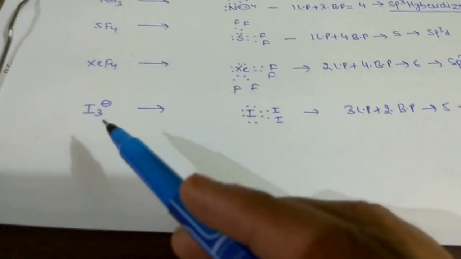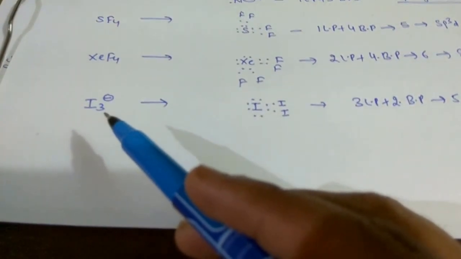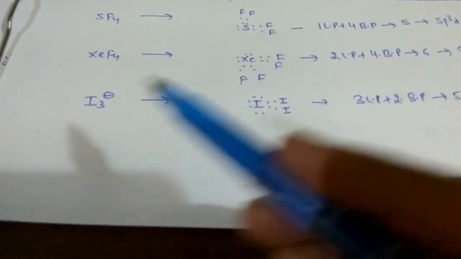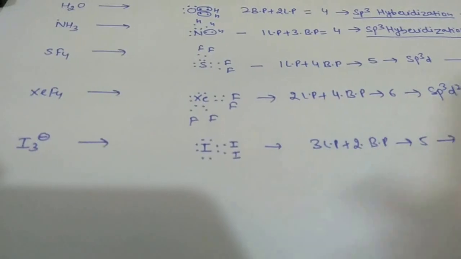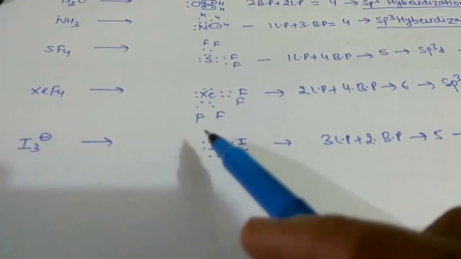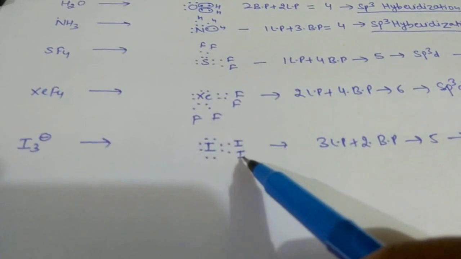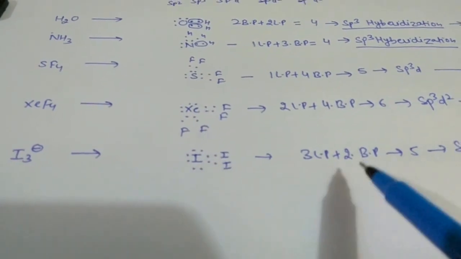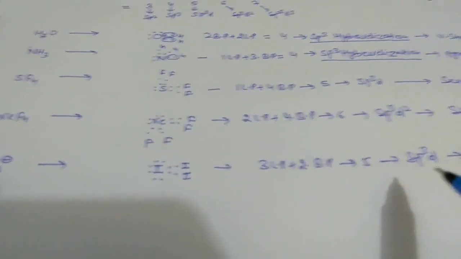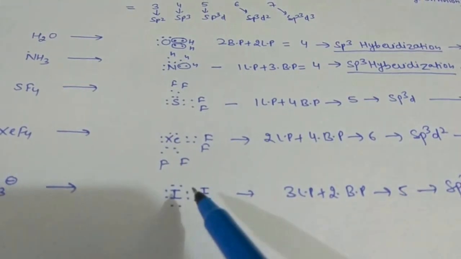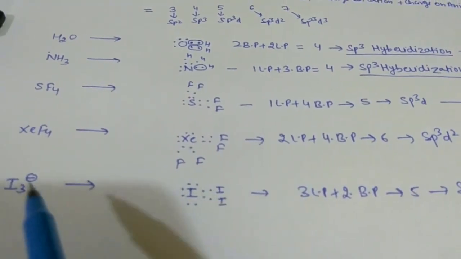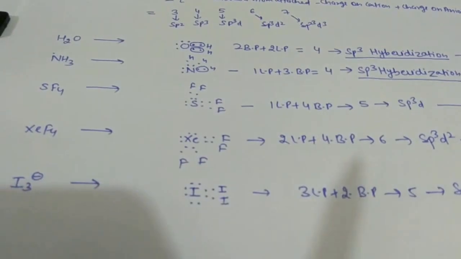Now if we are going to calculate the hybridization of any negative ion like I3 negative, in iodine how many valence electrons? 7. One negative charge, so it should contain one extra electron. That is, total iodine should have 8 electrons. Now there are 2 iodines, so they will make 2 bond pairs and 3 lone pairs. So 5, that is sp3d hybridization, linear shape. So it should have linear shape. That is, if there is a negative charge we have to add 1 electron, if there is a positive charge we have to subtract 1 electron.